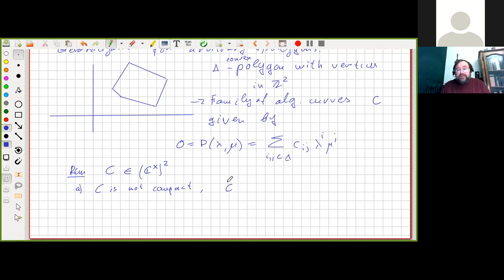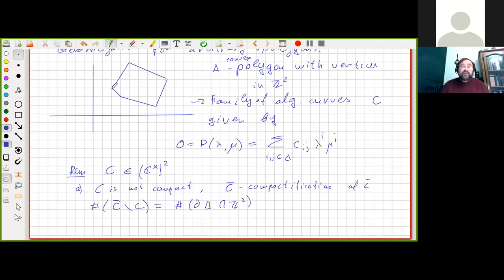So C bar minus C is a compactification to a smooth curve. Of course, I suppose that the coefficients are generic, so the curve is not singular. In principle, there is some condition on C, and there are some singular curves in this family, but for the moment I speak about non-singular curves. So this compactification of C, and the claim is that if you take C bar minus C, then this set has finitely many elements. You compactify by finitely many points, and the number of these points equals the number of points in the boundary of delta. I can write intersection with Z squared, but it's more or less the same.